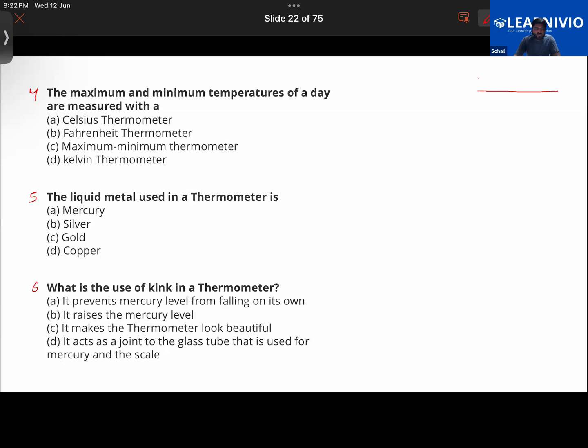Okay, Fatima, you answered question number 6. That is true. No need to type the whole option. Just write the options like A, B, C, D, whatever the answer is. We have to save our time.